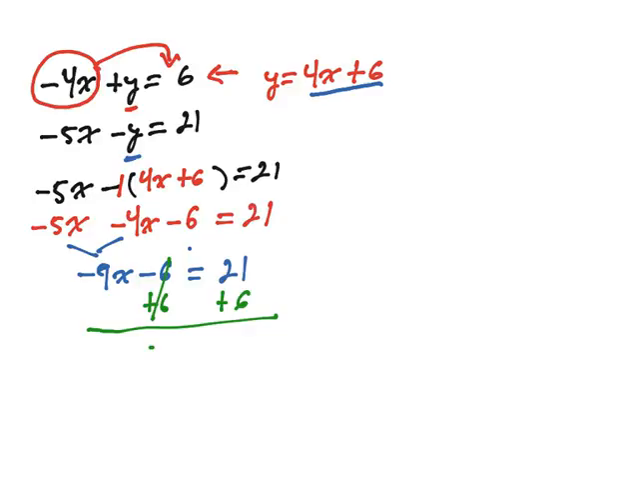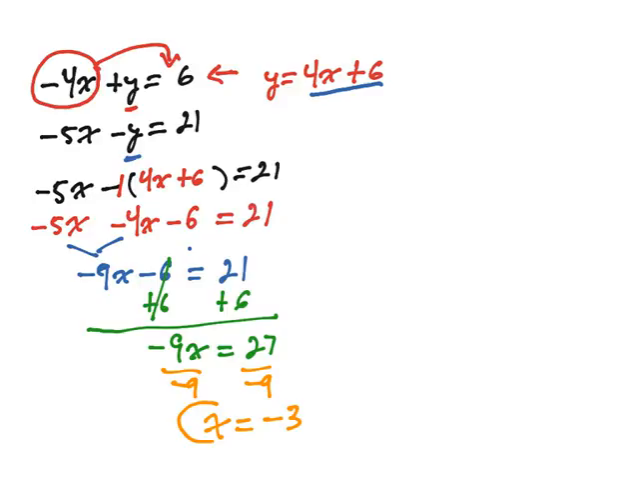These cancel out, leaving me with negative 9x equals 27. The last step I have here is to divide both sides by negative 9 in order to find the value for x, which in this case is negative 3, because positive 27 divided by negative 9 is negative 3.